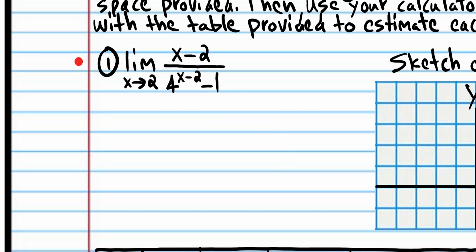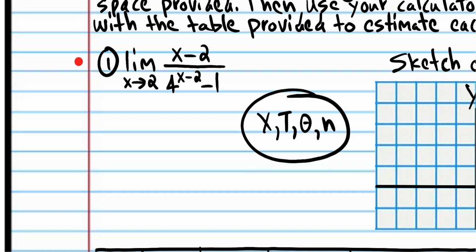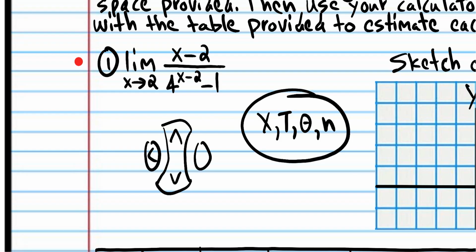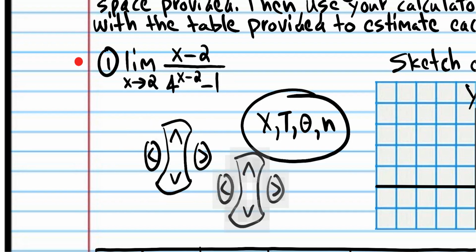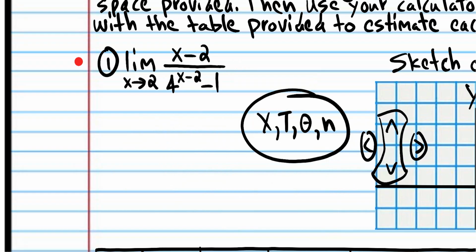So now I want you to push the x, t, theta, n button. That's your variable button. And then -2. And then push the down arrow key. So if you're wondering where the arrow keys are, at the upper right, you have these arrow keys. I'm sure you can see those. And you can maneuver around using those arrow keys.